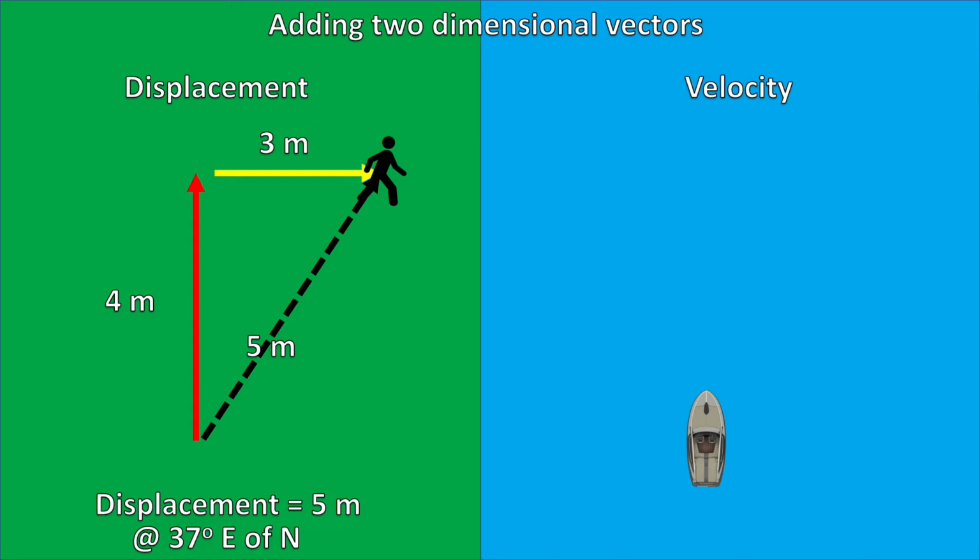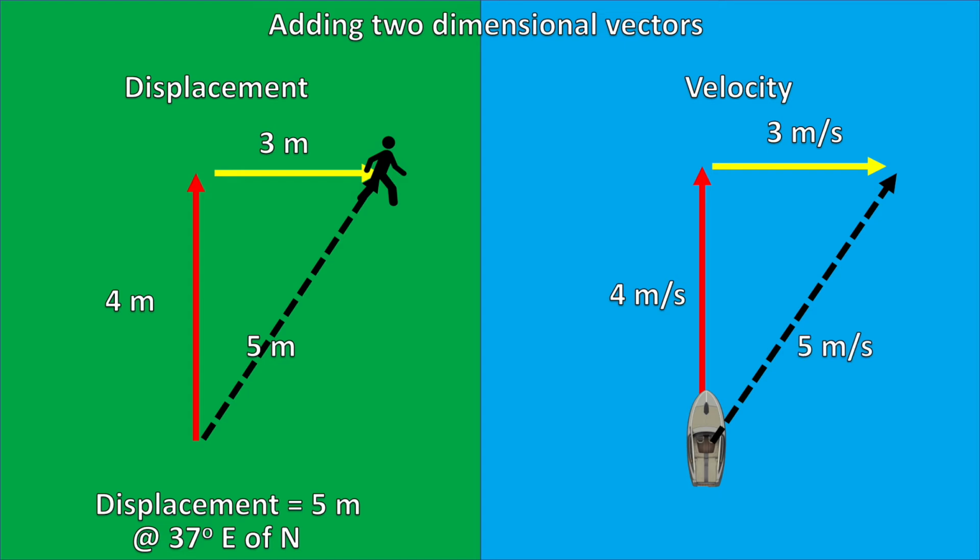Now to the right side for a very similar diagram, let's say the boat's driving at 4 meters per second north, but now the river that they're on is flowing at 3 meters per second east. We're going to have a very similar diagram that they're going to be moving at a total velocity of 5 meters per second.